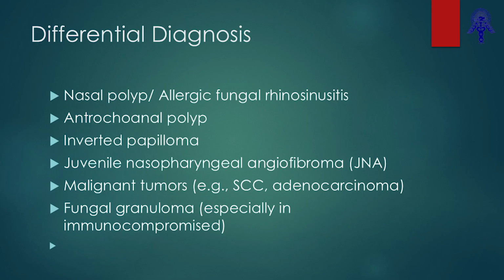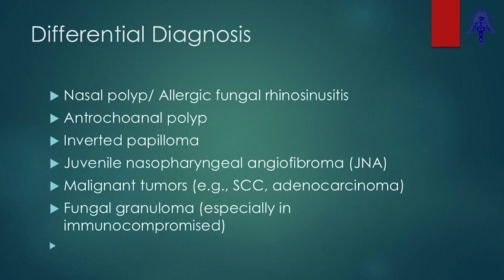So, as you can see from the screen, these are the common differential diagnoses of your case. Given the history, I think it may be a case of inverted papilloma, most common, and then you can think of other causes. Of course, JNA can be ruled out at this age in a female patient. Antrochoanal polyp also is not usually common at this age.